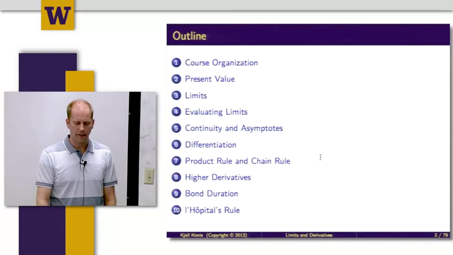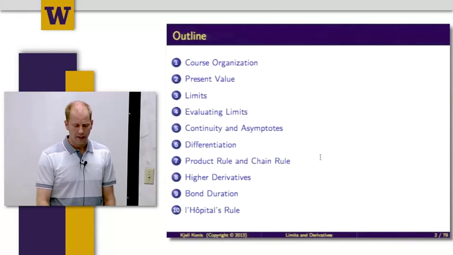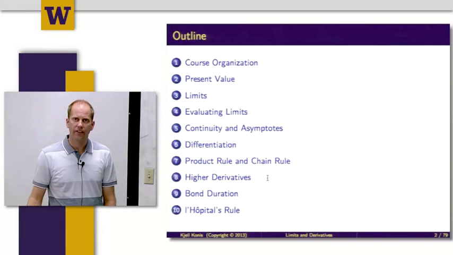So we'll talk about something called the product rule and the chain rule. So this is when I have a complicated function, a function that's made up of smaller functions. I can express the derivative of my function in terms of the derivatives of those smaller functions. I can do higher derivatives. So a higher derivative is just a derivative of a derivative of a function.